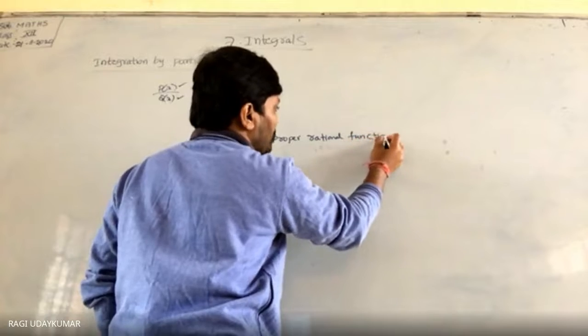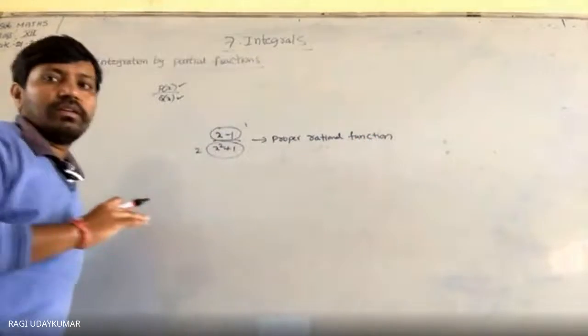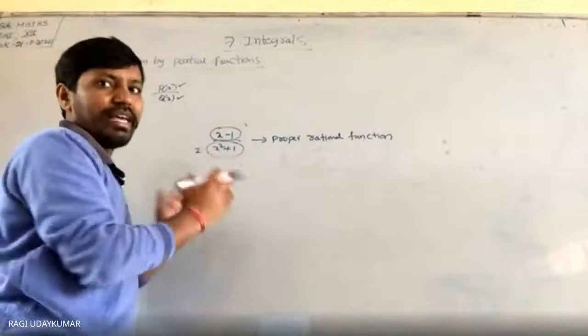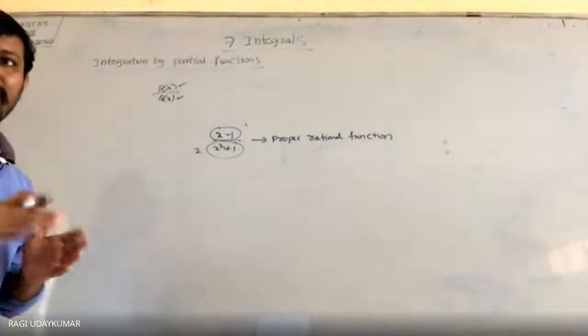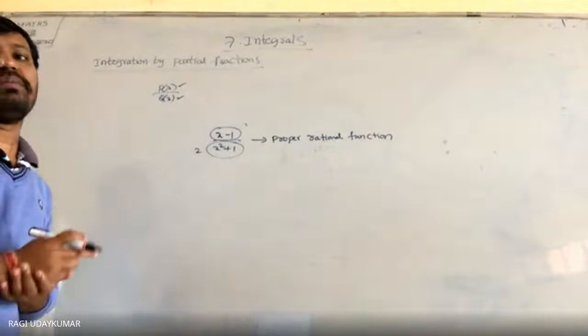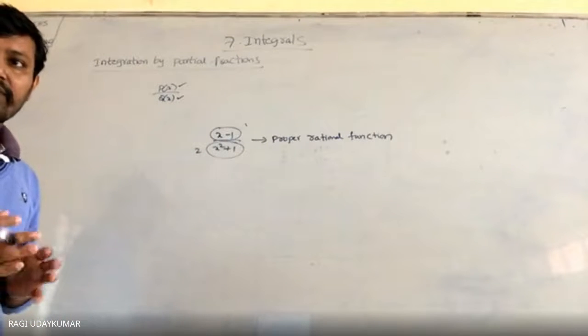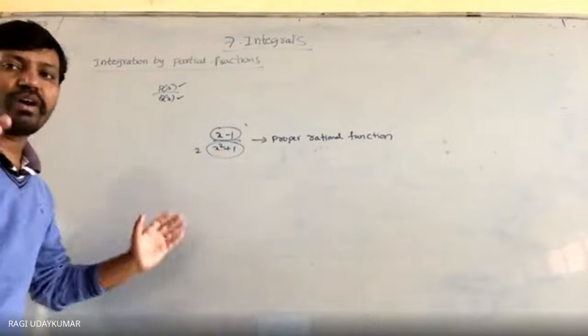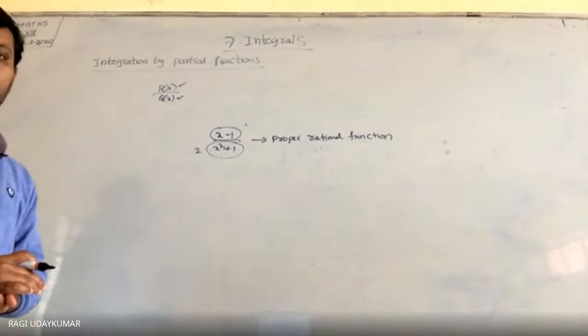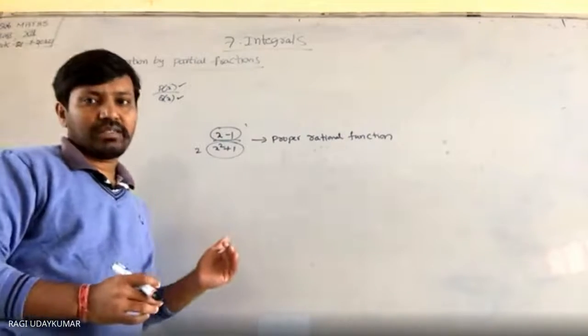And these types of functions, you can split this one. There will be partial fractions. Using the partial fractions, different forms of the rational functions will be there. So that rational function we will split into the sum of the functions. Product form में है, इसको sum form में split करते हैं using the partial fractions.